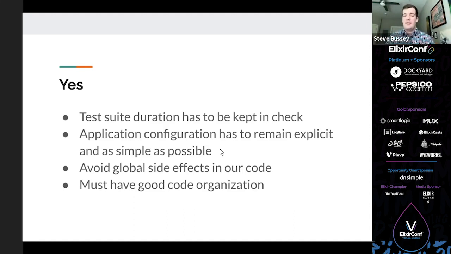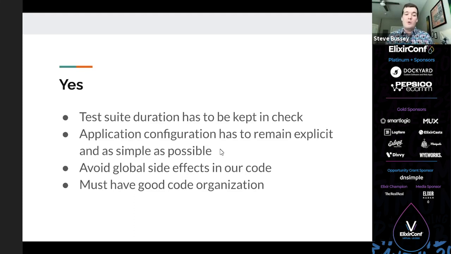Application configuration has to remain as explicit and simple as possible, because if you're shipping out config changes all the time and it's not clear what those are to the deployments or to other engineers, this can provide social issues. So that's a good habit that you have to get in check.